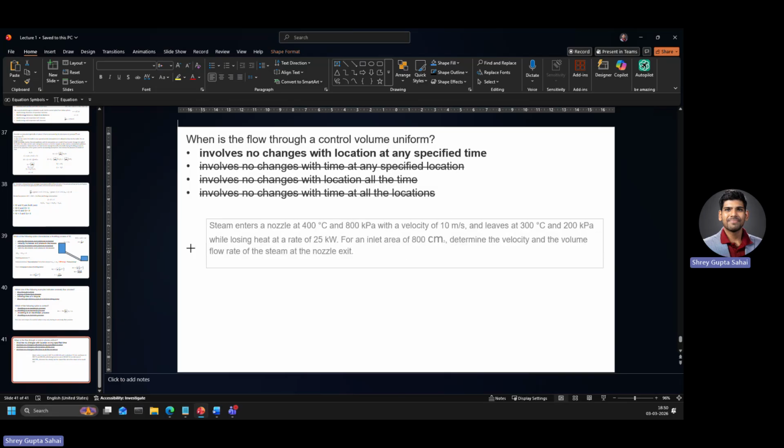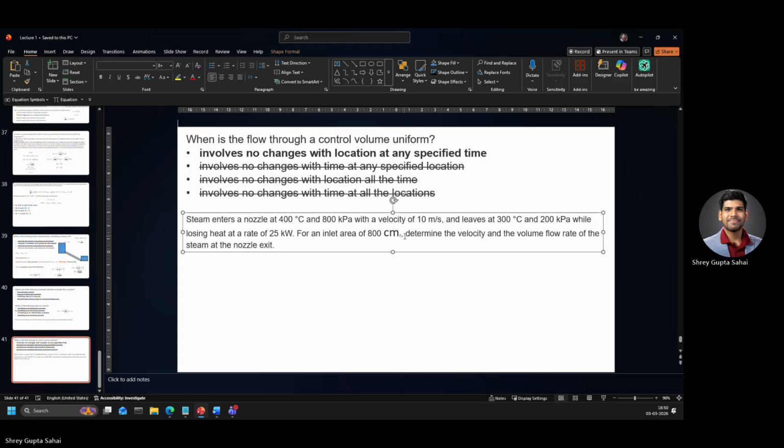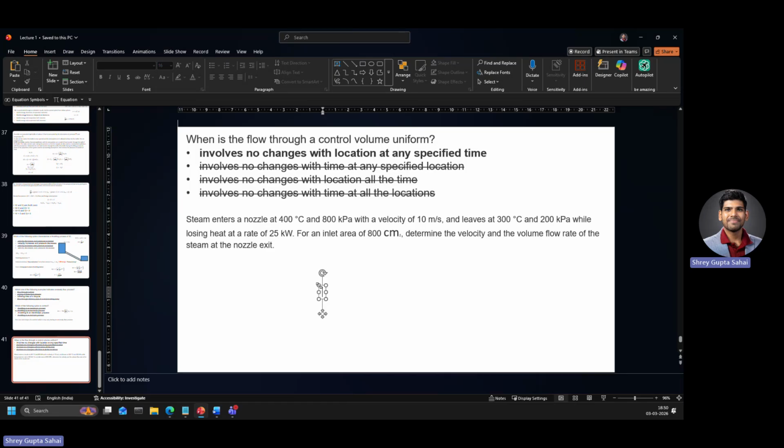Steam enters a nozzle at 400 degrees Celsius, 800 kilopascals with a velocity of this much, and leaves at a given temperature. So inlet pressure and temperature are given, and outlet temperature and pressure are given. We are also told the heat rate at which it is losing, and the inlet area. Determine the velocity and volume flow rate of the steam at the nozzle exit. Simple, just mass conservation and energy conservation, nothing else.